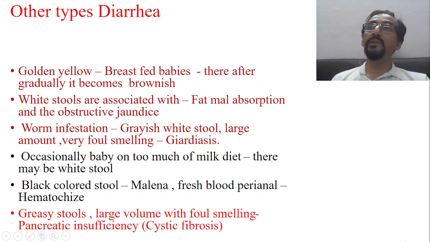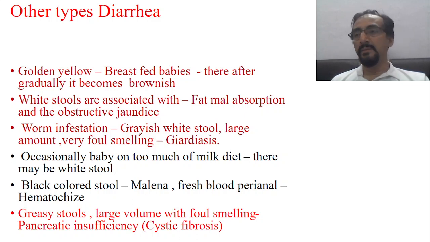Now how to differentiate cow's milk and breast milk fed stool? In breast milk fed babies, the stool is dark golden yellow color, whereas in cow's milk fed babies, it is not much dark. Both are yellow, golden yellow only, but it is very dark in case of breast milk and a little less dark in case of cow's milk. This is one important condition.